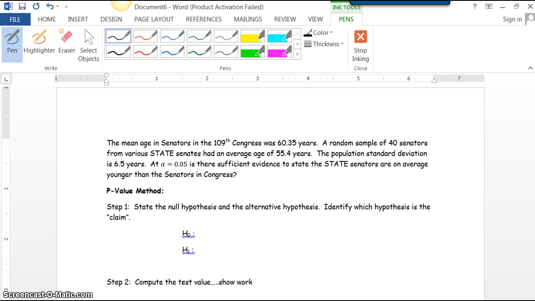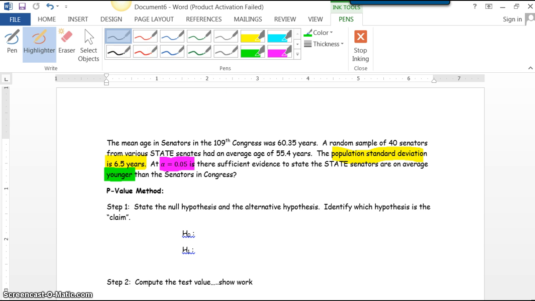At an alpha of 0.5, is there sufficient evidence to state that the state senators are on average younger than the senators that are in Congress? We notice that the population standard deviation is known, and so we will be using the z-table because the population standard deviation is known. The significance level we'll be testing this at is 0.05. And then they want to know, are the state senators younger than the senators that are in Congress?